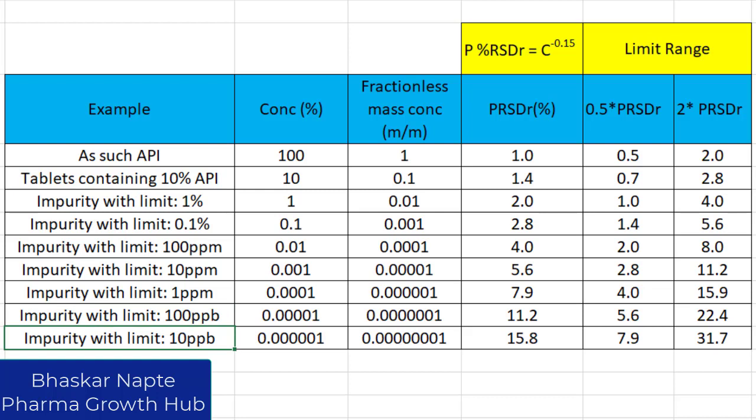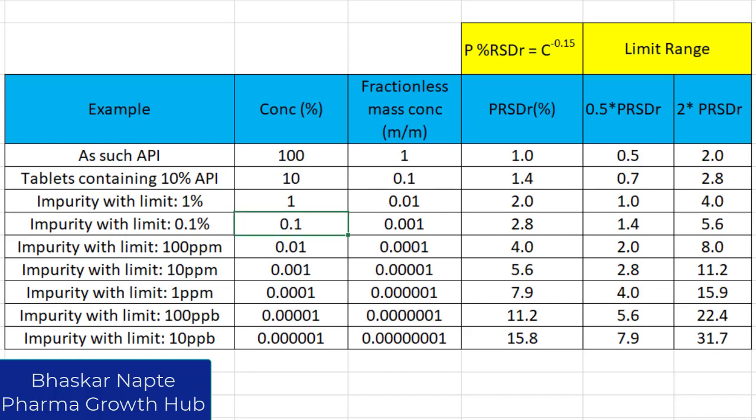I have just taken these various examples so that you can relate this calculation with the different scenarios. So what is the second step? The concentration. What is the concentration of an API in a given API sample? It is going to be 100%. What is the concentration of a tablet containing 10% of the API? It becomes 10. Impurity limit with 1% is going to become 1, and the rest you can understand.